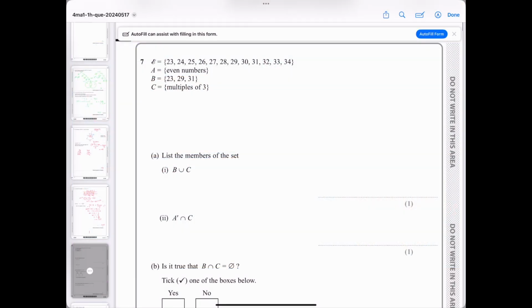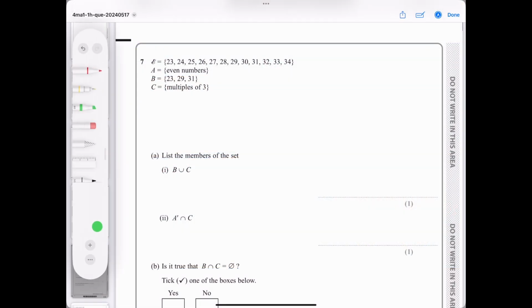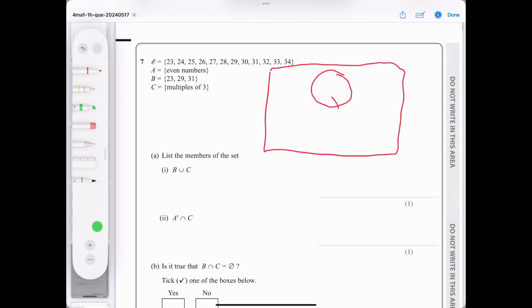Back to the Edexcel IGCSE paper from June 24, it's paper 1. This is question 7, and I'm presuming it's a Venn diagram, but it's quite a big one because it's got 3 sections and then the outside. So that's A, that's B, and that's C. I don't think I've left enough space in the middle.